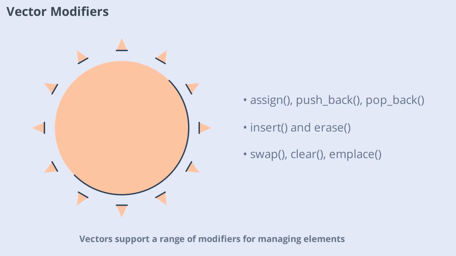Vectors support a range of modifiers for managing elements. assign replaces all elements, push_back adds to the end, and pop_back removes from the end. insert and erase let you add or remove elements at specific positions. swap exchanges contents with another vector. clear removes all elements, and emplace and emplace_back construct elements in place. These modifiers give you full control over your vector's content.